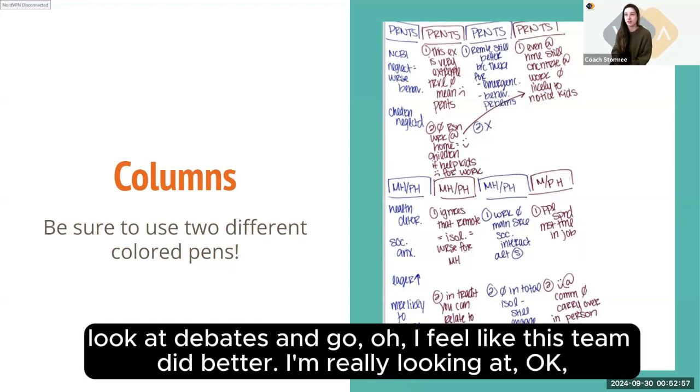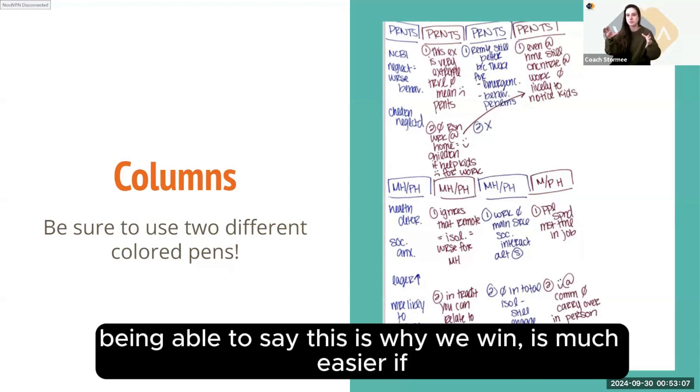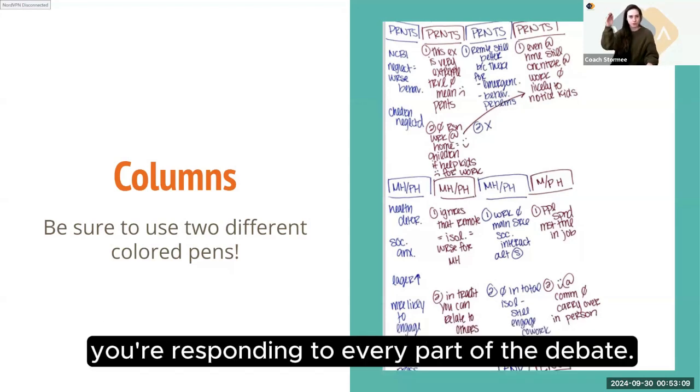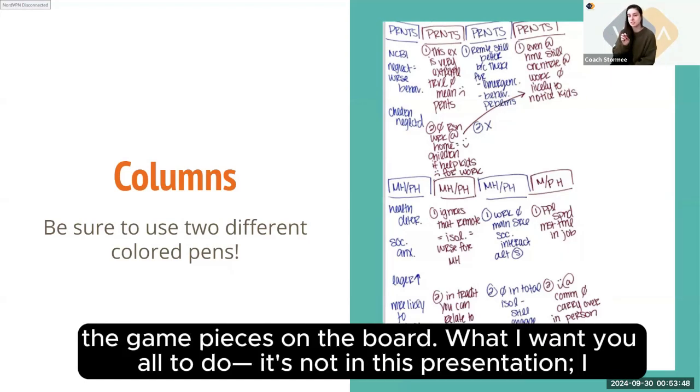So it's a very technical decision. I don't look at debates and go, oh, I feel like this team did better. I'm really looking at which team engaged in more clash and framed the debate better, right? And so framing, being able to say, this is why we win, is much easier if you're responding to every part of the debate. So here, notice how all of the refutation is numbered. That allows me to identify the game pieces on the board.